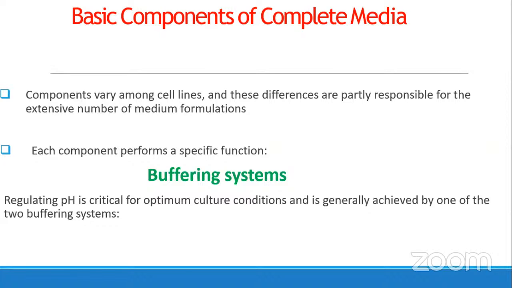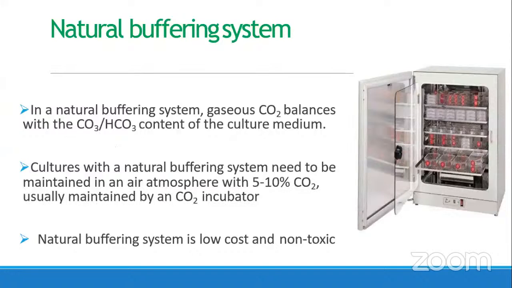There are two buffering systems. The natural buffering system: when we provide carbon dioxide, it balances with the bicarbonate, so the carbon dioxide-bicarbonate buffering system. That is a natural one. Cultures with a natural buffering system need to be maintained in an air atmosphere with 5 to 10% carbon dioxide. Usually in cell culture, we maintain 5% carbon dioxide. It is low cost and non-toxic.